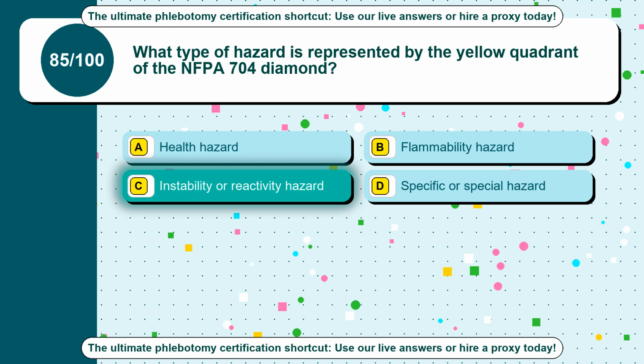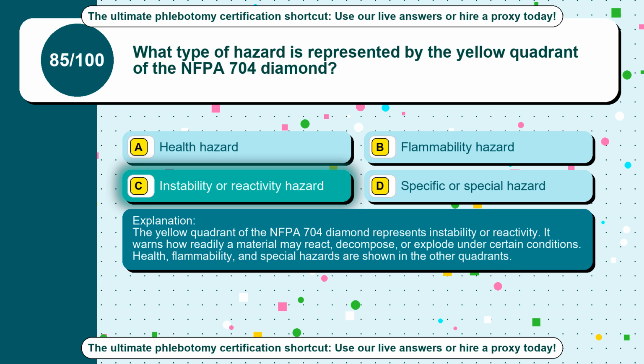The correct answer is option C, instability or reactivity hazard. The yellow quadrant of the NFPA 704 diamond represents instability or reactivity. It warns how readily a material may react, decompose, or explode under certain conditions. Health, flammability, and special hazards are shown in the other quadrants.